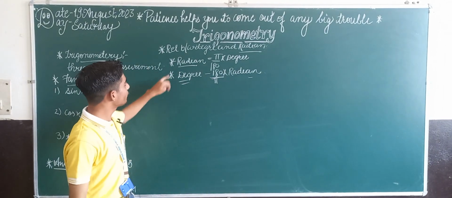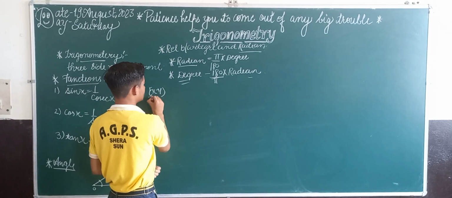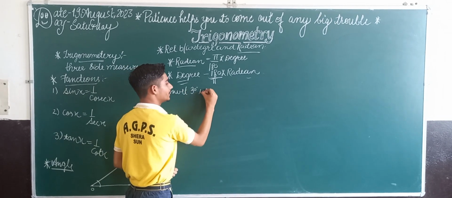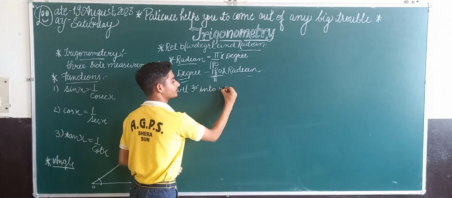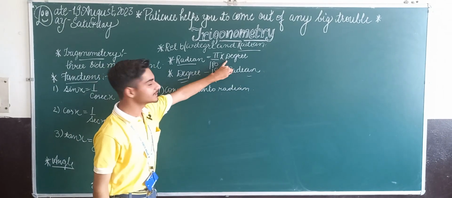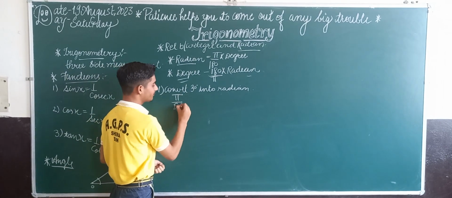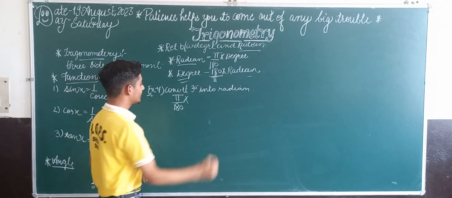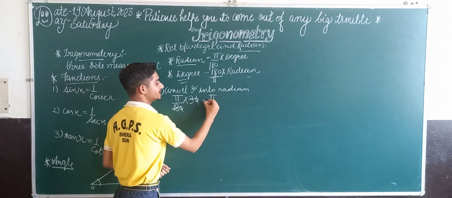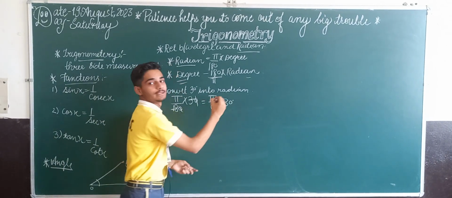Let's take an example of radian and degree. First one is convert 30 degree into radian. By using this formula, pi by 180 into given degree. And given degree is 30 degree. We cancel out, and it is equal to pi by 6. So pi by 6 is equal to 30 degree.